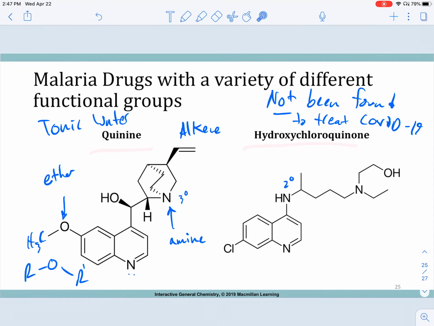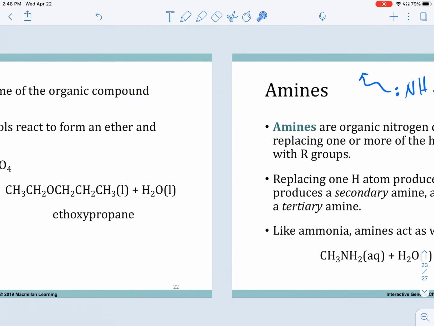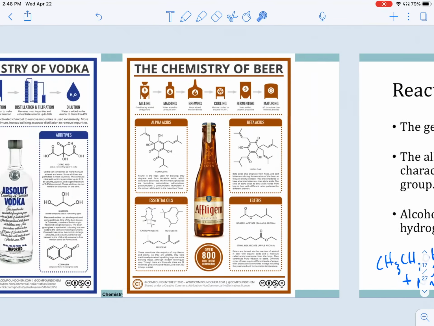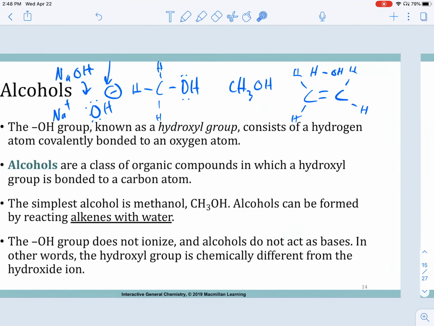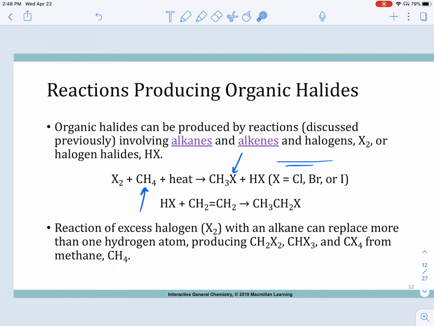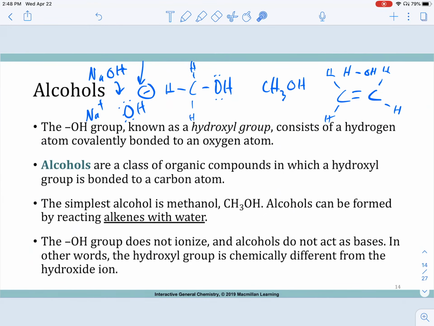So hopefully you're starting to get a lot more variety of understanding about different organic compounds and realize how they are everywhere in our society. We see them here with drugs. We see them in our foods, our alcohols, our flavorings. We see them in things like these refrigerants that were used for years, pesticides, insect repellents. Everything comes down to organic chemistry. So really important to learn.